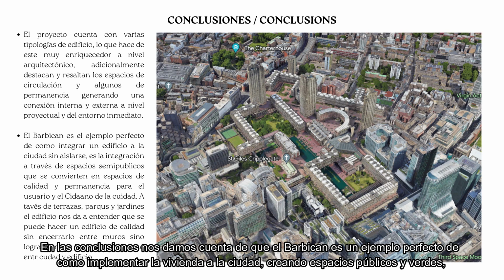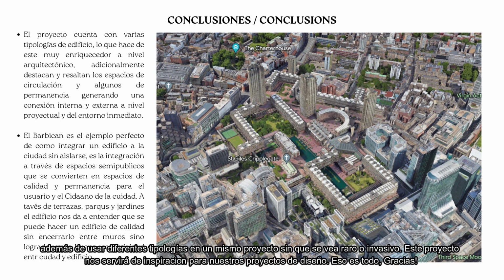In the conclusions, we realize that the Barbican is a perfect example of how to implement housing to the city, creating public and green spaces, as well as using different typologies in the same project without looking weird or invasive. This project will serve as inspiration for our design projects.